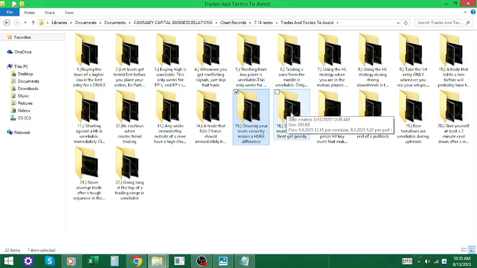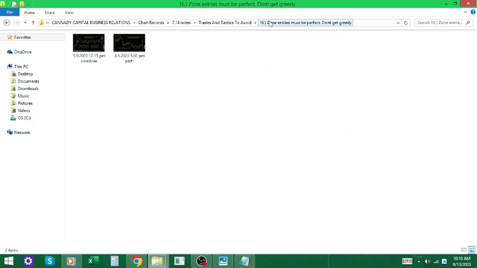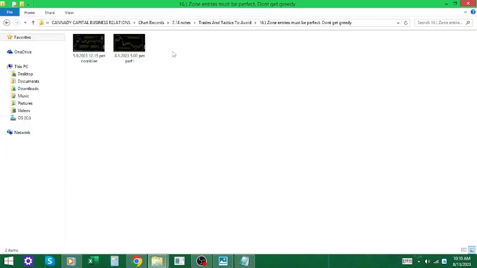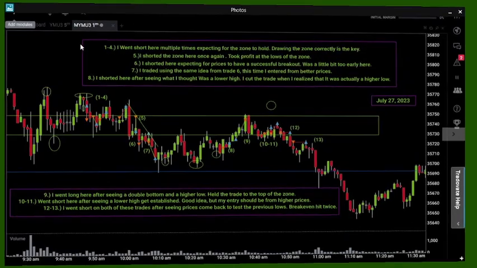Let's move on to number 16. Zone entries, they've got to be perfect, man. Can't get greedy. So let's read that. Take what the zone will give you. Zone entries have got to be perfect. Don't get greedy. So let's talk about it, man.